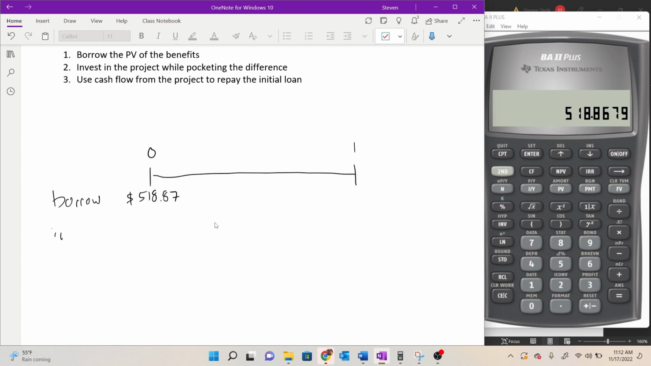And then we're going to invest in the project. That's going to cost us $500. All right, so we borrowed $518.87. We're only investing $500, so we net today $18.87 that we get to keep and do whatever we want to do with.